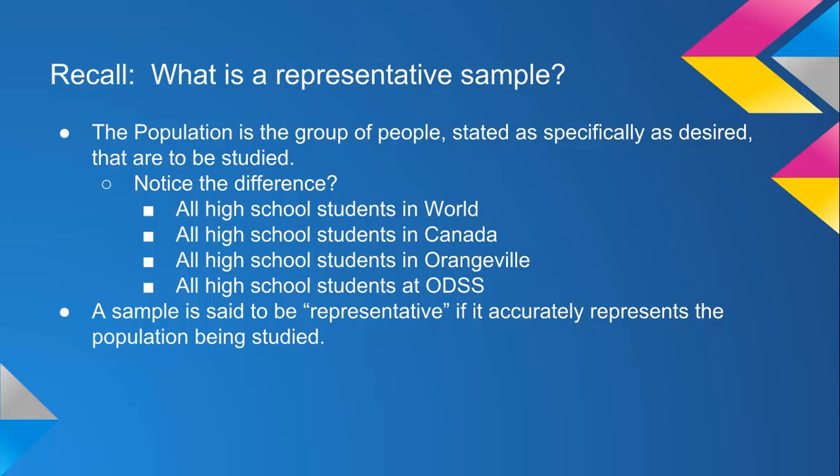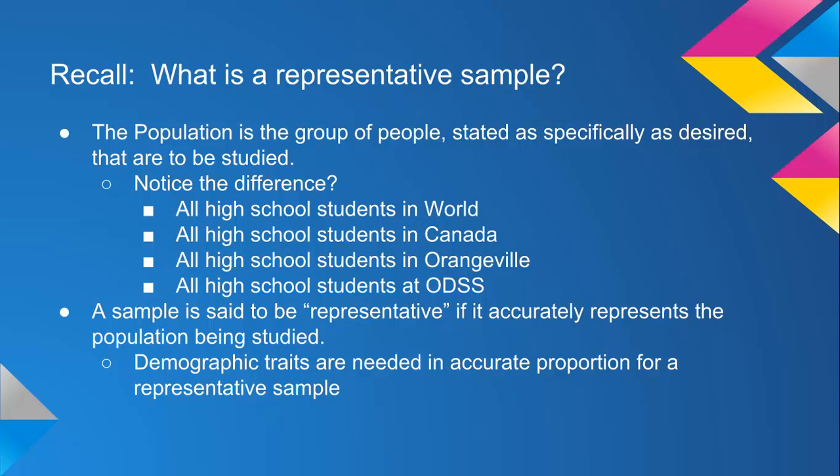A sample is said to be representative if it accurately represents the population being studied. Kind of goes without saying: representative means accurately represent the population. Demographic traits are what we're talking about here. So things like age, sex, gender, ethnicity, income status, race, religion, all of those kind of things come into play. Not all being very appropriate to ask all the time, not all being ethical to ask.